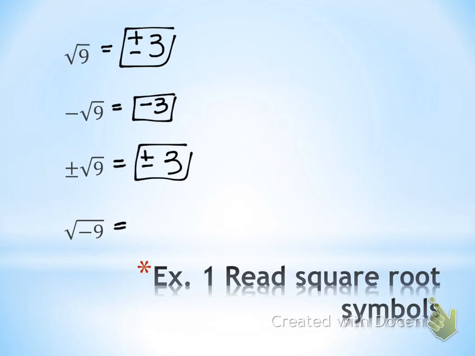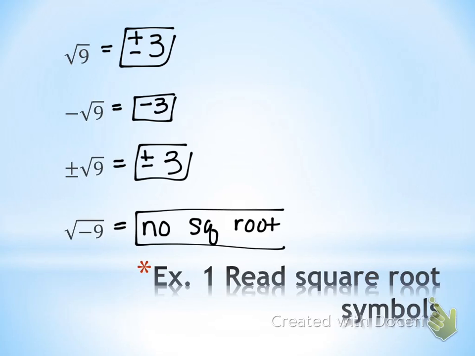And Caleb, what is the answer to this last one? None. There are no square roots to negative 9. No square root. Okay?